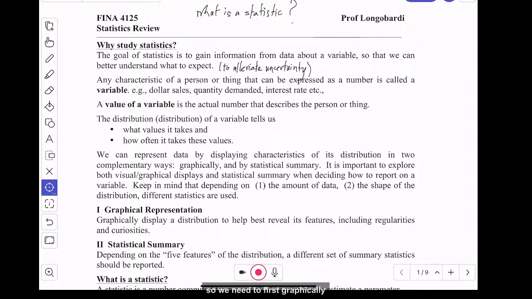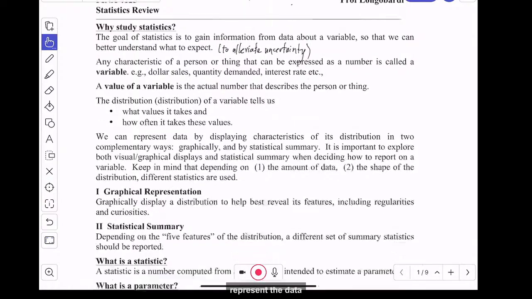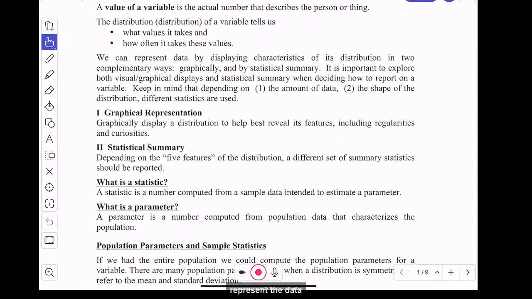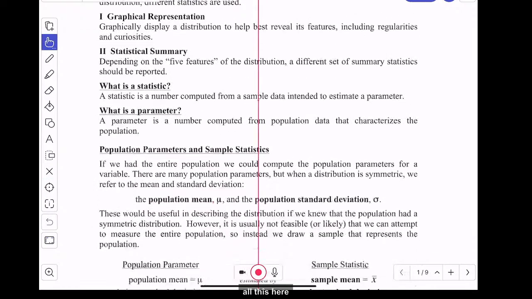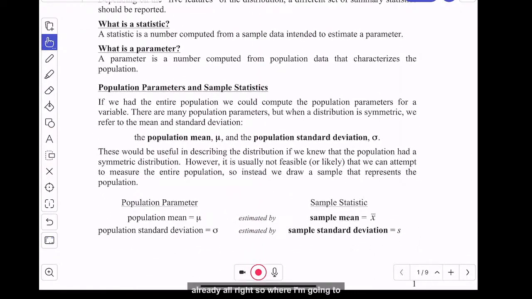So we need to first graphically represent the data, and then based on the graphical representation, we decide what statistics to use. And I'll give you an example. And here are my definitions that I just described. Okay, so I've said all of this here already.